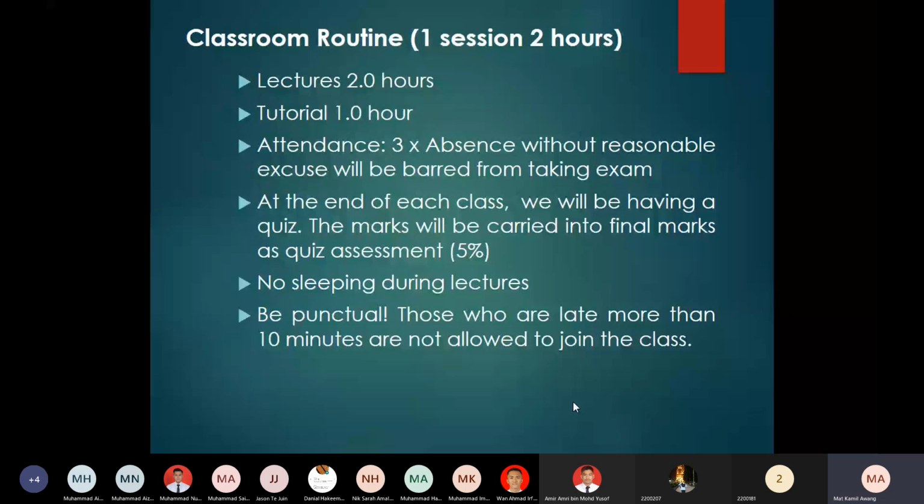And of course, students from the previous semester say that the take-home quiz is more difficult than the normal quiz. So no sleeping during lectures and be punctual.